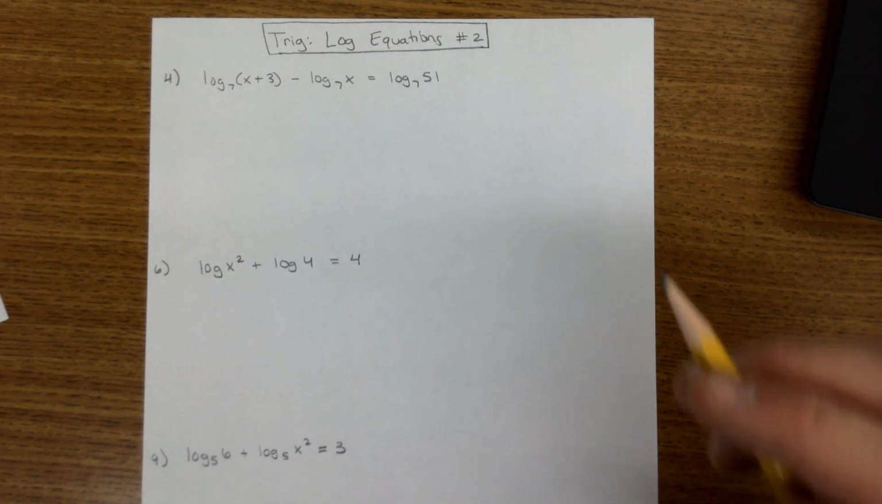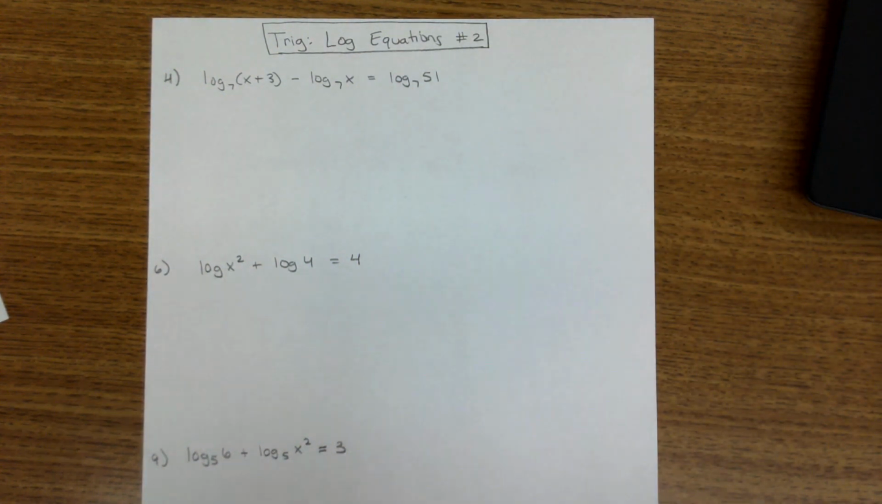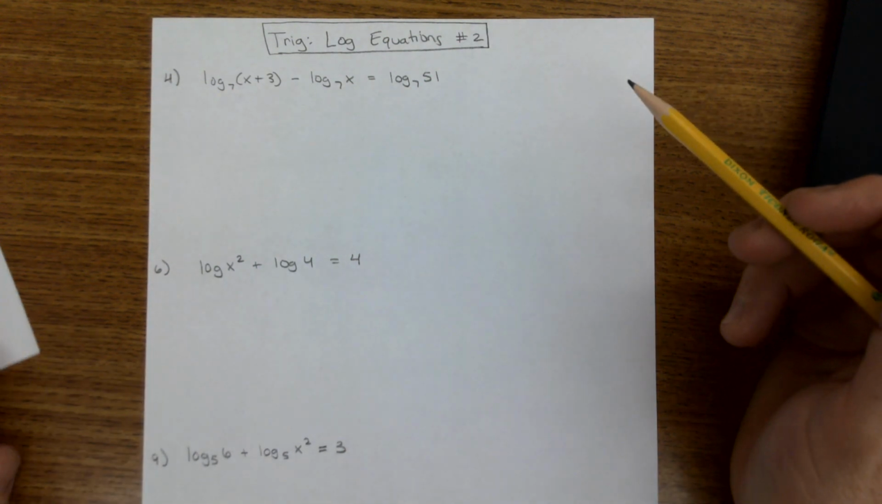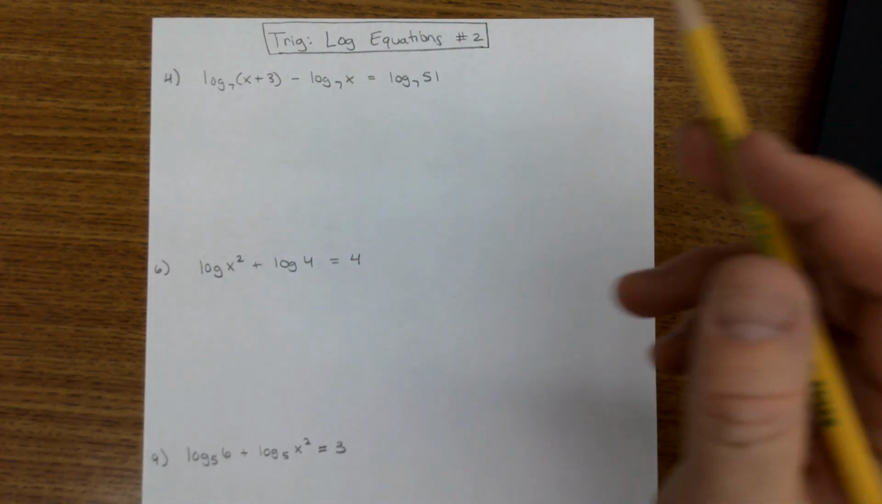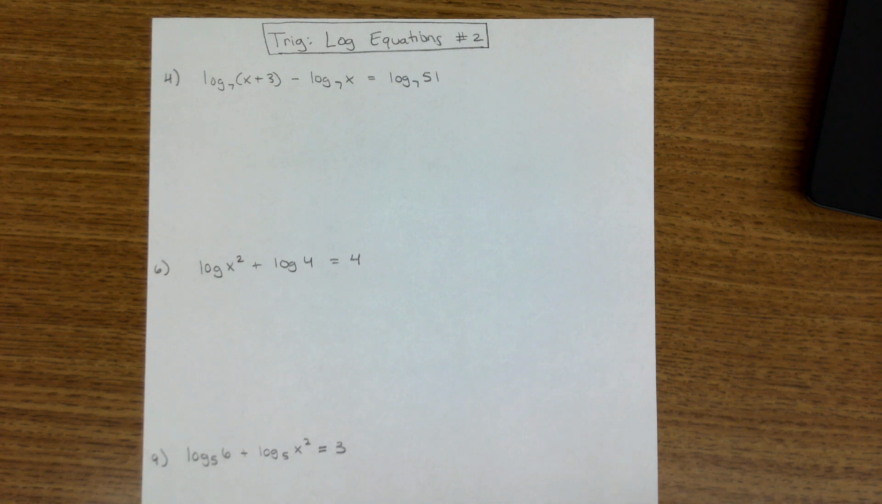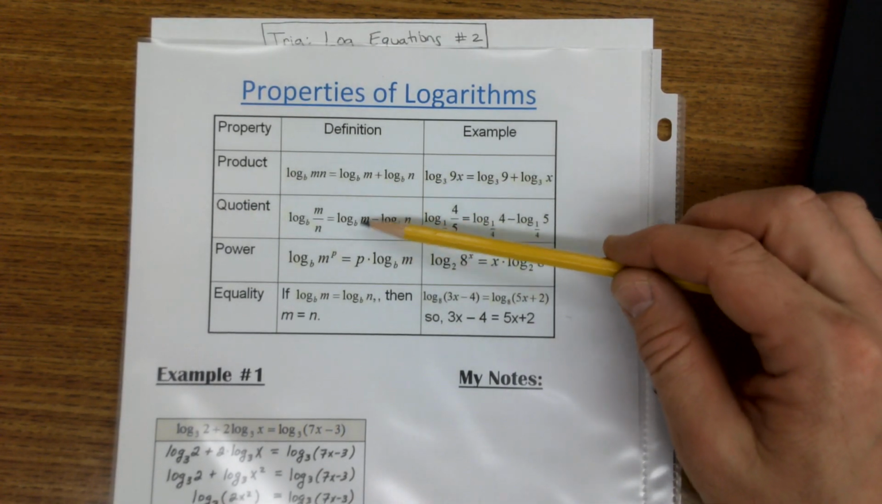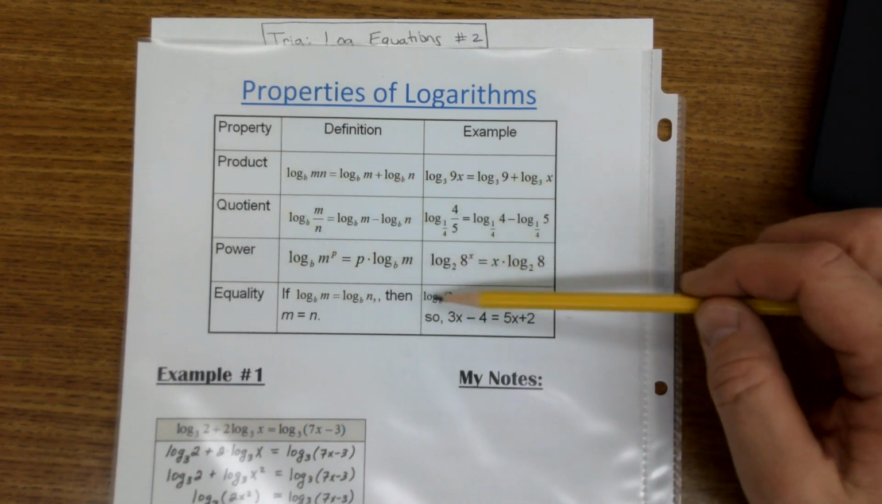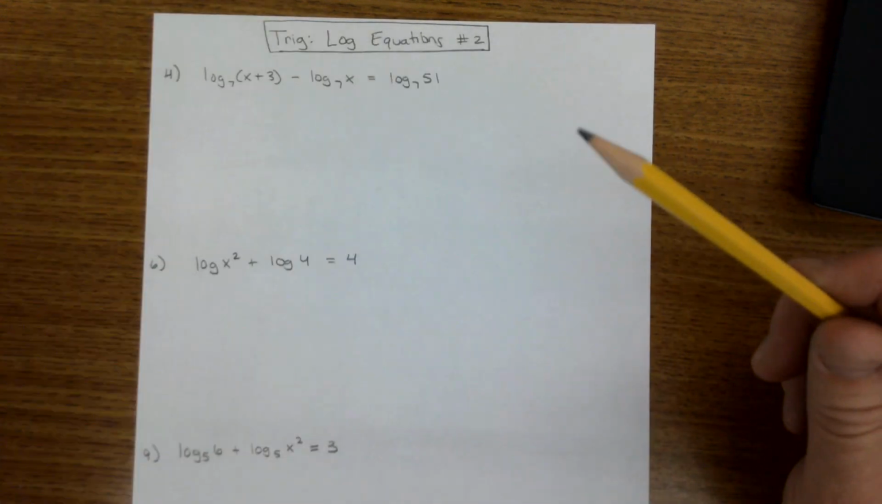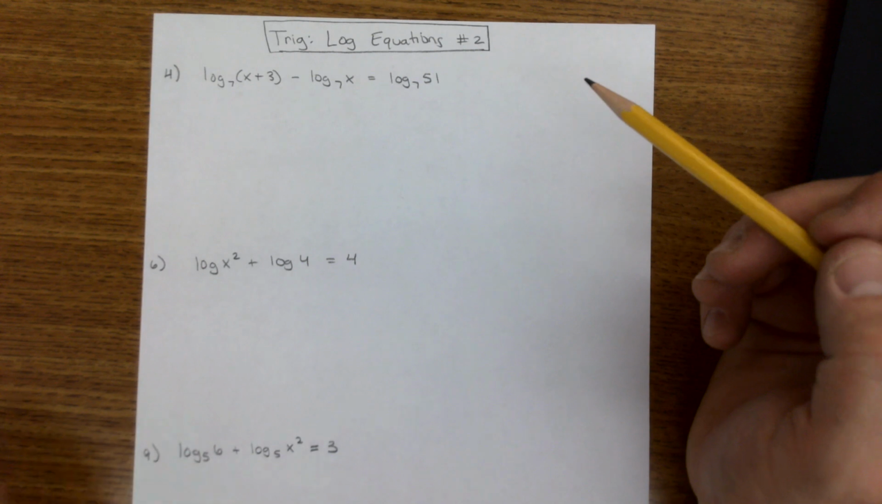All right, hello everyone. Here is some homework help for the trig log equations, worksheet number 2, solving these equations here. You want to have your properties of logs out. It's all of these. We have the product property, quotient, power, and equality. We'll be talking about these to solve this problem. All right, problem number 4.